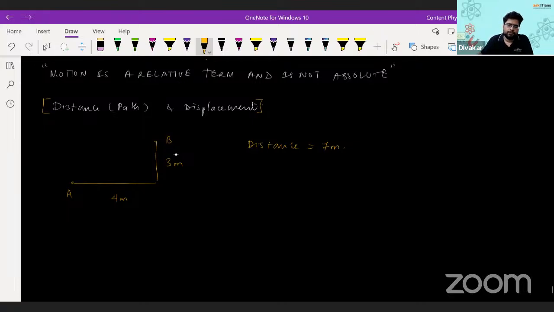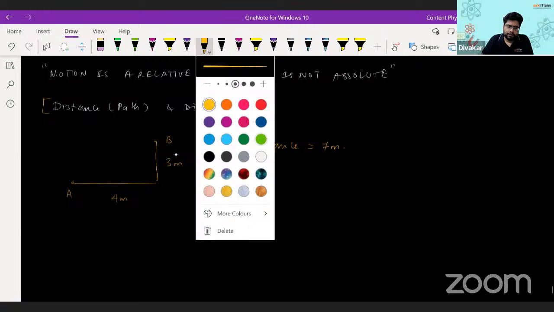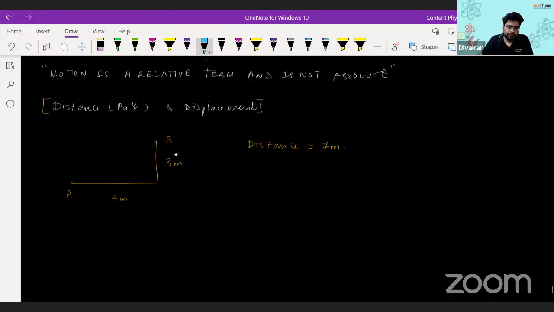So if the person wants to go straight and reach point B, then the person will most probably follow this particular trajectory. And if you want to find out what is the length of that trajectory, then you can apply Pythagoras theorem. So Pythagoras theorem says perpendicular squared plus base squared is equal to hypotenuse squared. So if you'll apply that, you'll get 5 meters here. So what is 5 meter here? 5 meter is the length of displacement. So you can say displacement here in magnitude is 5 meters.